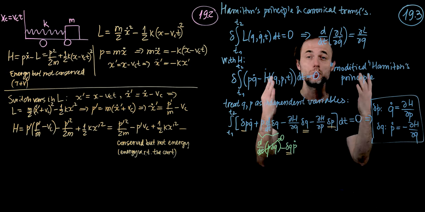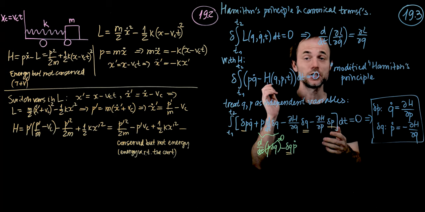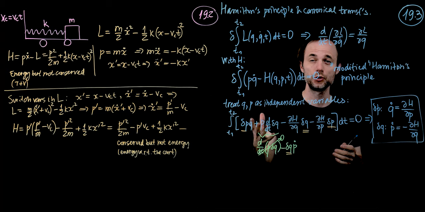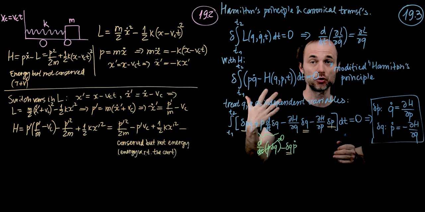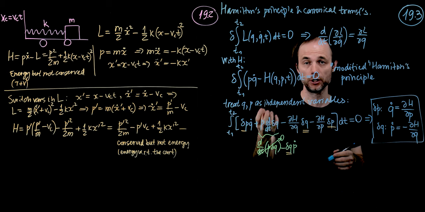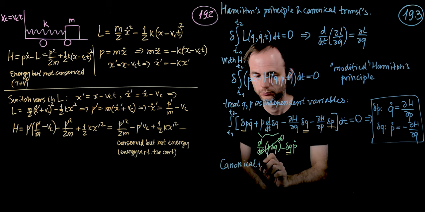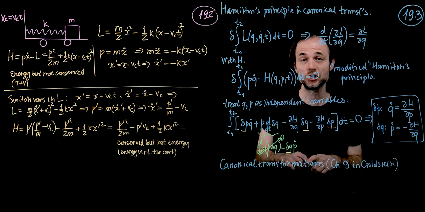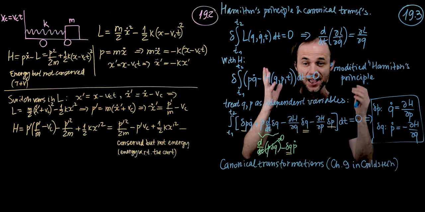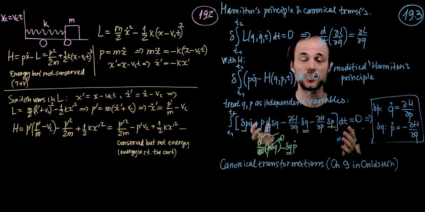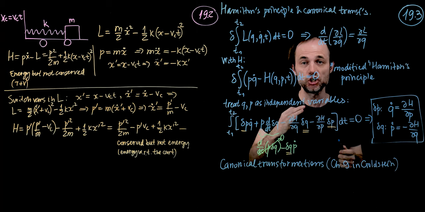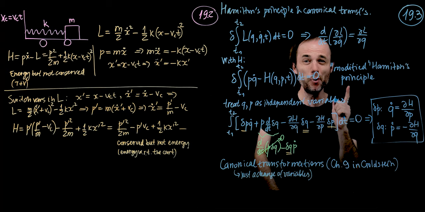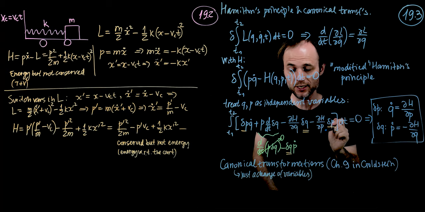And so how are we going to make use of that? It turns out that this variational approach is extremely useful to go and derive the concept of canonical transformations. And you can read more on the canonical transformations in chapter 9 in Goldstein. Canonical transformations are very simple at their core. This is just a change of variables. But they are, or they can be, extremely powerful.